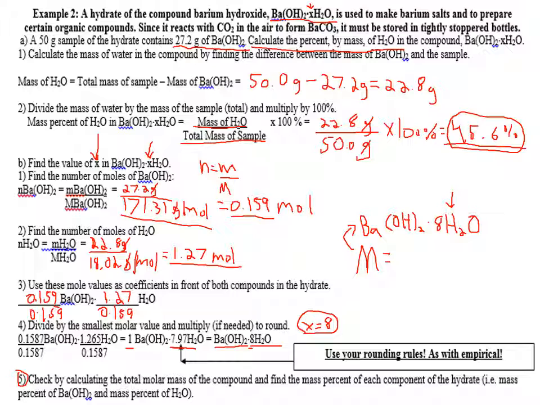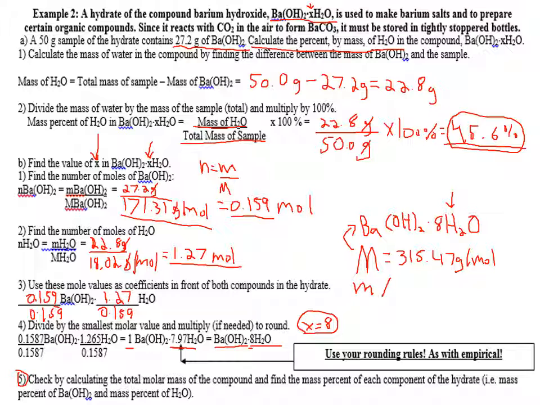So let's do that. Let's do our 18.02, which is water, times 8, plus the molar mass of our barium hydroxide. We don't have to do times 8 there because there's only one barium hydroxide, 171.31. We get a molar mass of 315.47 grams per mole.